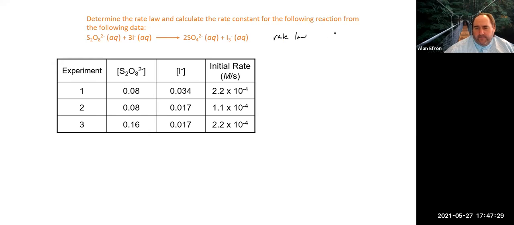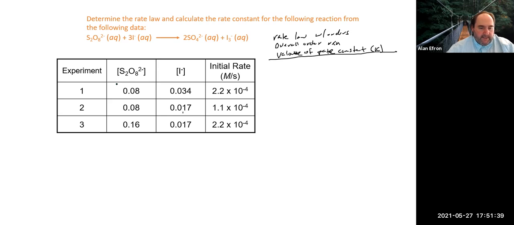With the orders, why don't you also figure out the overall order of the reaction? And why don't you also figure the value of the rate constant? So take a couple minutes and see what you come up with here.